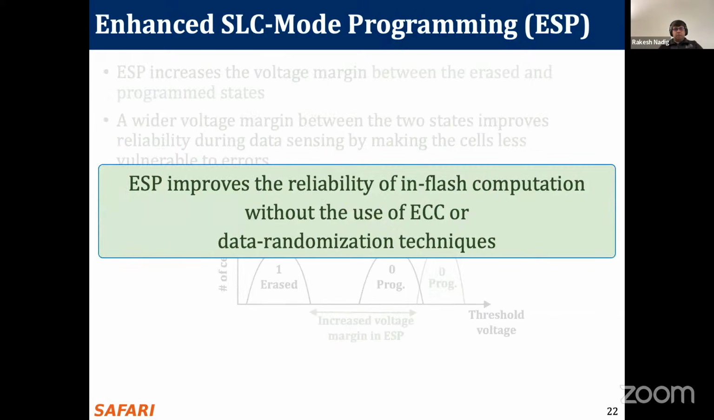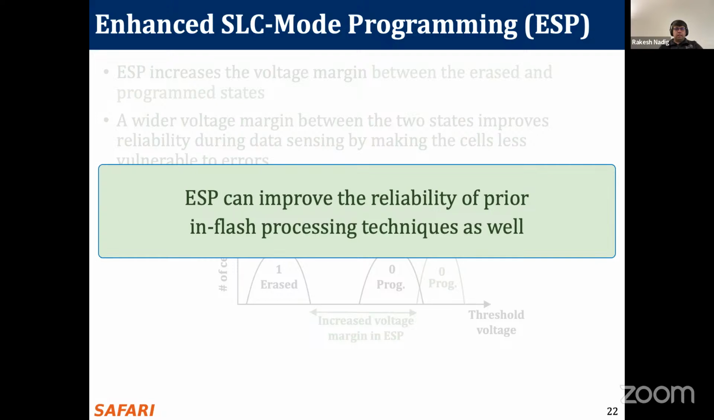So ESP improves the reliability of in-flash computation without the use of ECC or data randomization techniques. And ESP can improve the reliability of prior approaches as well, if they increase the voltage margin of the programmed and the erased states.